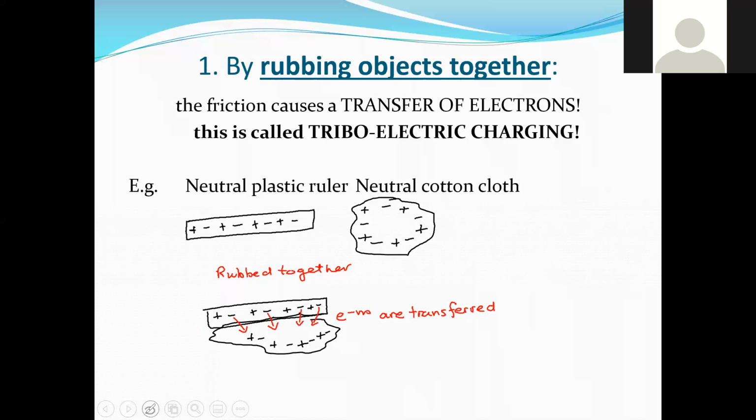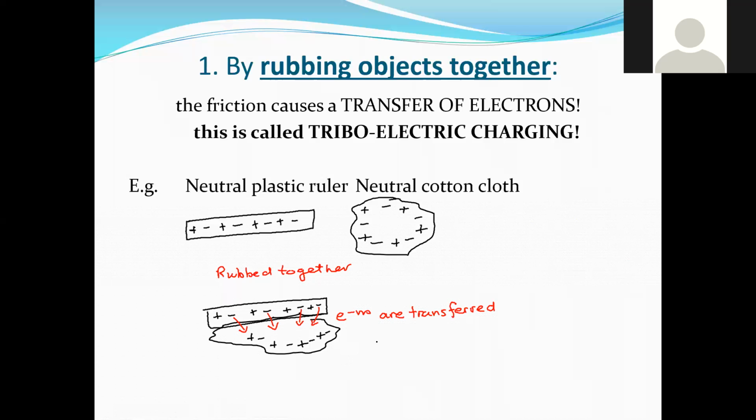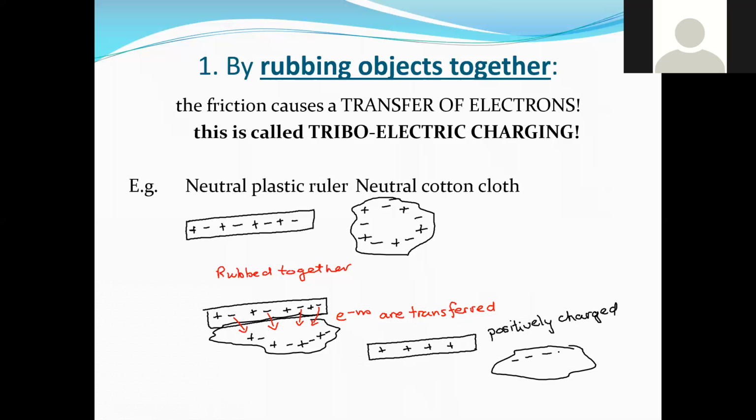Now, if you separate these two objects, you take them apart too fast, what will happen is the electrons won't flow from the cloth back to the ruler in that short period of time. So your ruler will be positively charged. And the cloth will now have extra electrons on it.